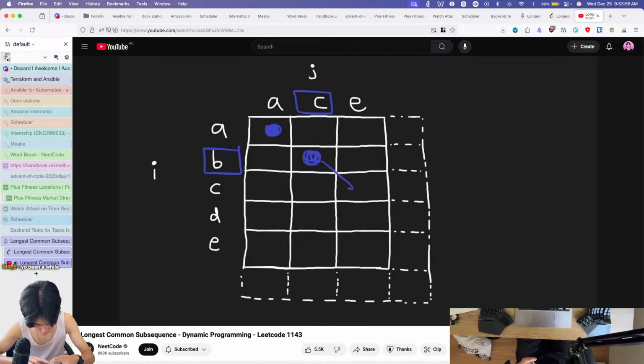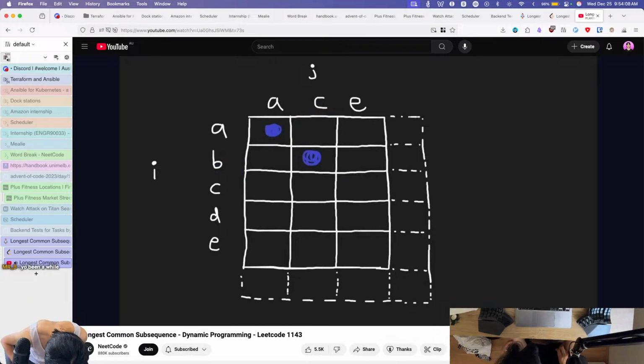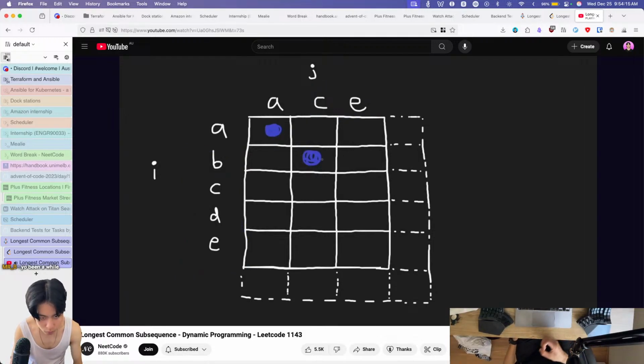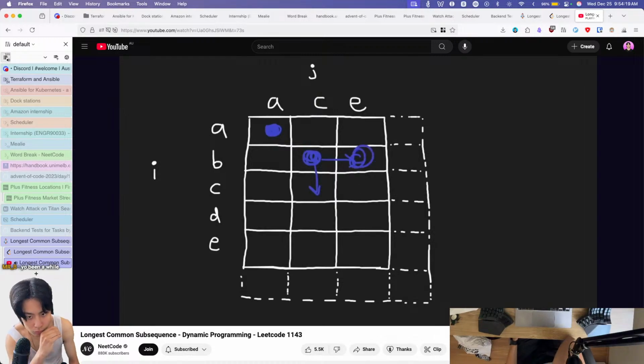That means we're not going to be going diagonally. We're not going to look at this subproblem. We're going to look at a different subproblem. Since these characters do not equal each other, we have to check two different subproblems. It means that the longest common subsequence between these two substrings is going to be found in either of these two positions, right? So let's look at this position first.